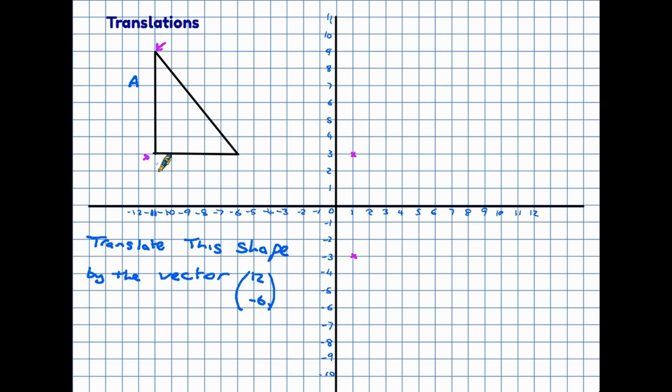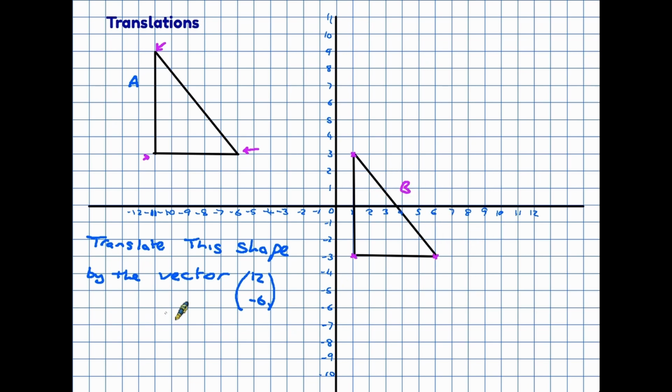The bottom line of the triangle similarly is 1, 2, 3, 4, 5. So I'm going to count on 1, 2, 3, 4, 5. Again, you could simply take this bottom corner and translate it through the vector. Once you have the 3 points of your new triangle, all you need to do is join them up, and you have successfully translated the triangle from position A to position B.